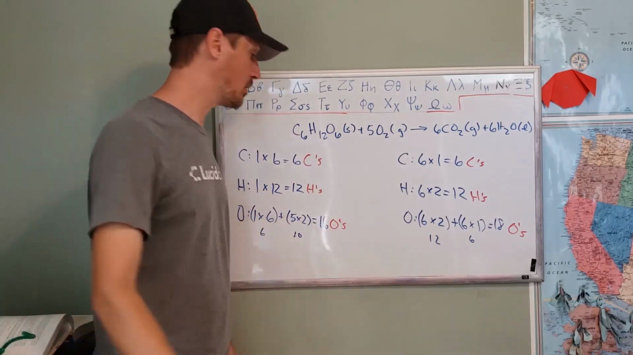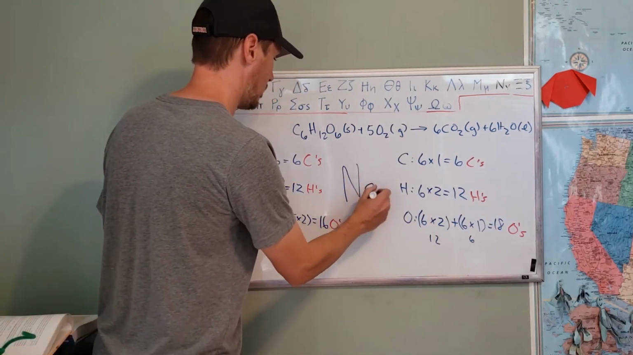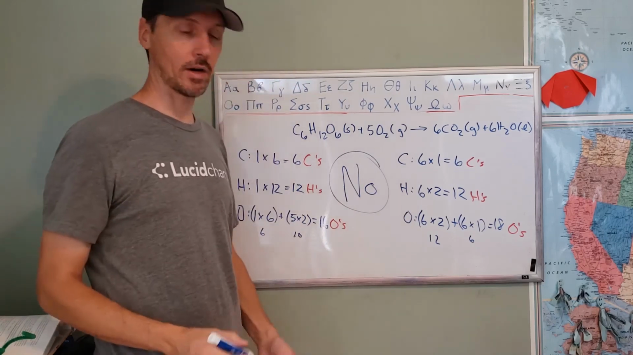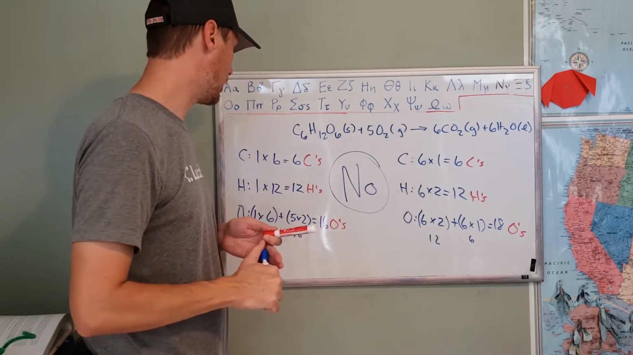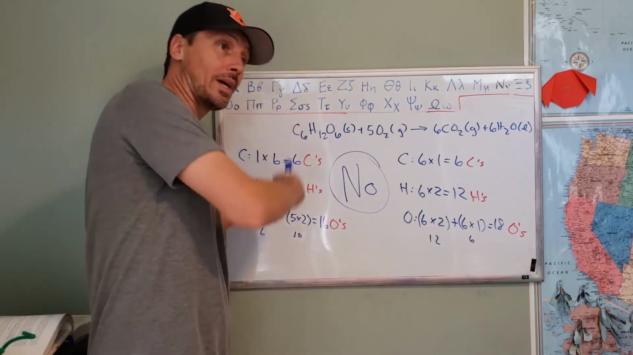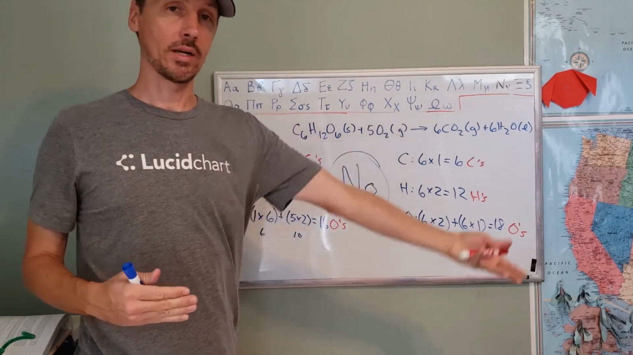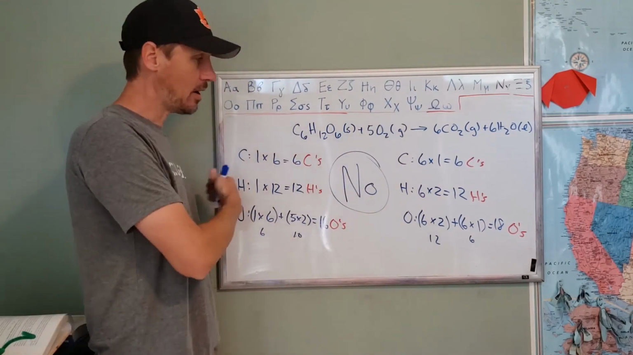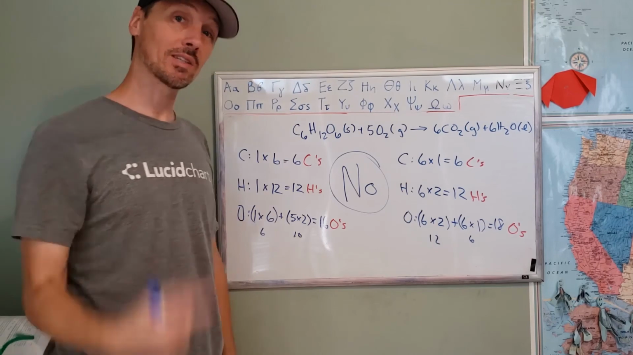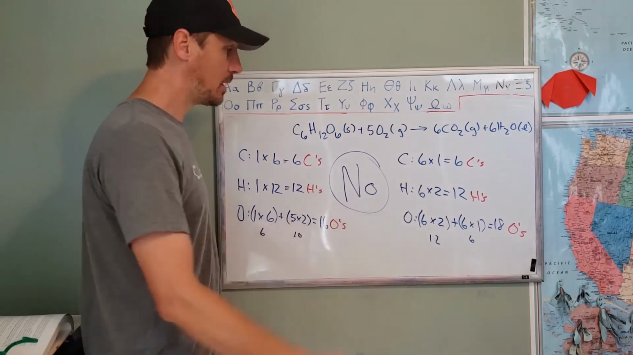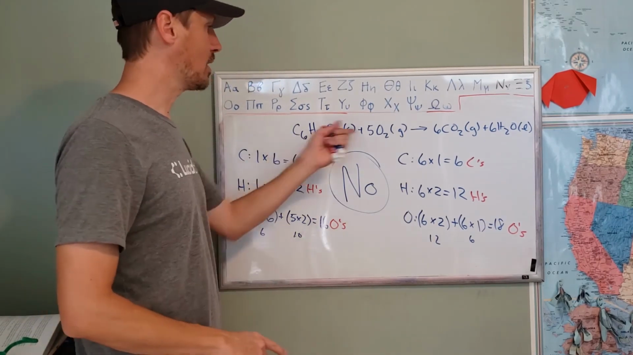So is this a balanced chemical equation? No, it is not, right? Because we don't have the same number of atoms on the reactant side as we have on the product side. And you can see here how it could work out for every atom in here except for 1. All it takes is 1 to mess this up. And so this one is not balanced.